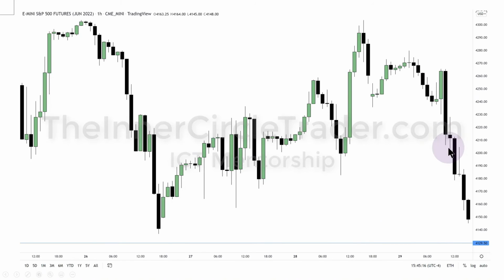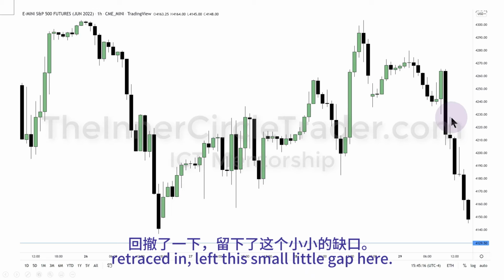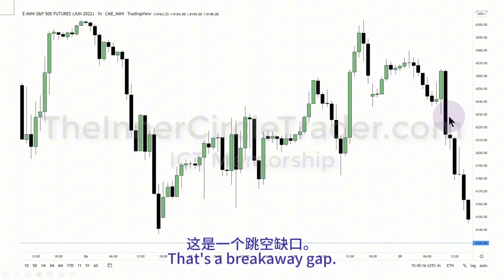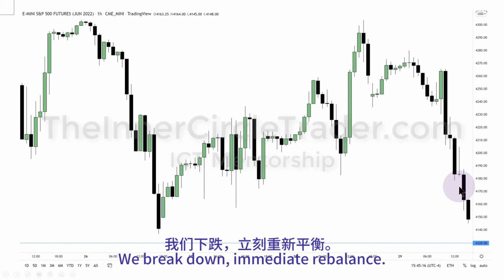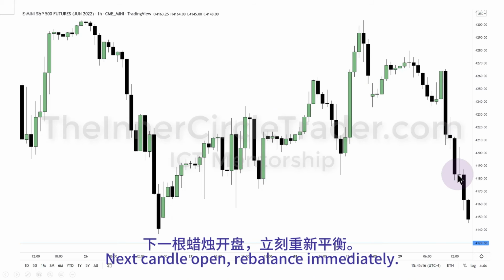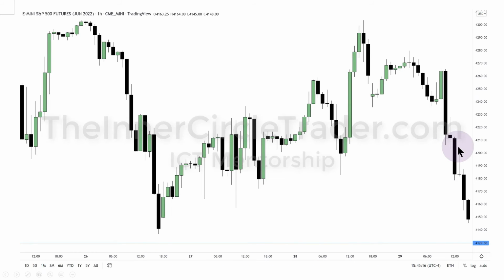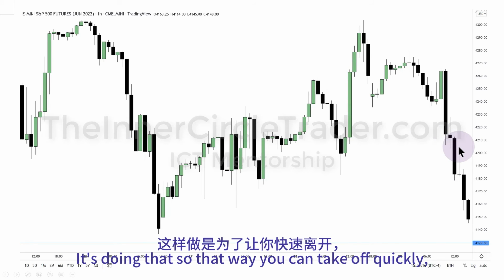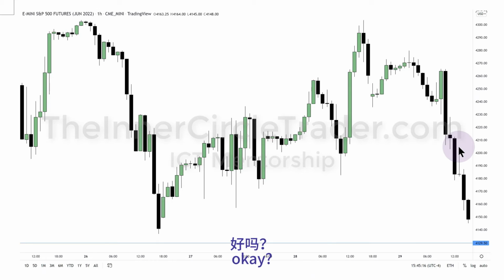Dropped down, retraced in, left this small little gap here. That's a breakaway gap. We break down, immediate rebalance. So this candle's low. We open, trade down. Next candle open, rebalance immediately. It's doing that so that way it can take off quickly. Okay? Immediate rebalance. For your notes, put your potato chips down.